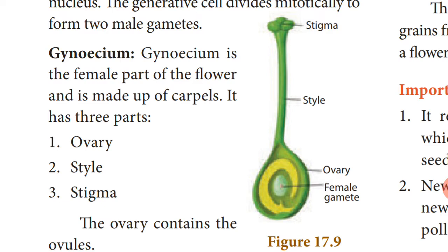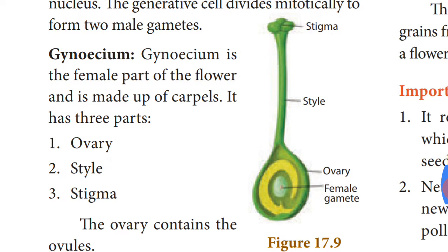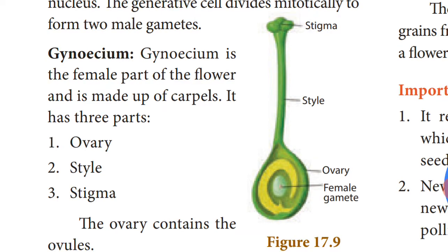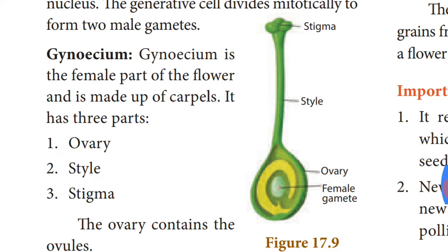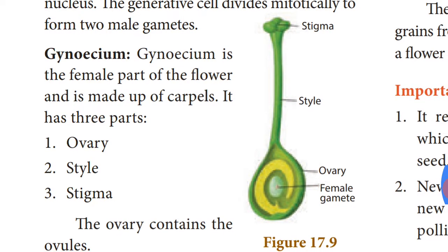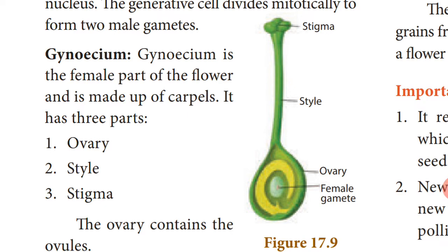Inside the ovary, the ovule is present. The ovule contains only the female gamete, that is the egg. The tip of the carpel is called stigma, the neck portion is called style, and the basal portion is called ovary. Inside the ovary, the ovule is present.